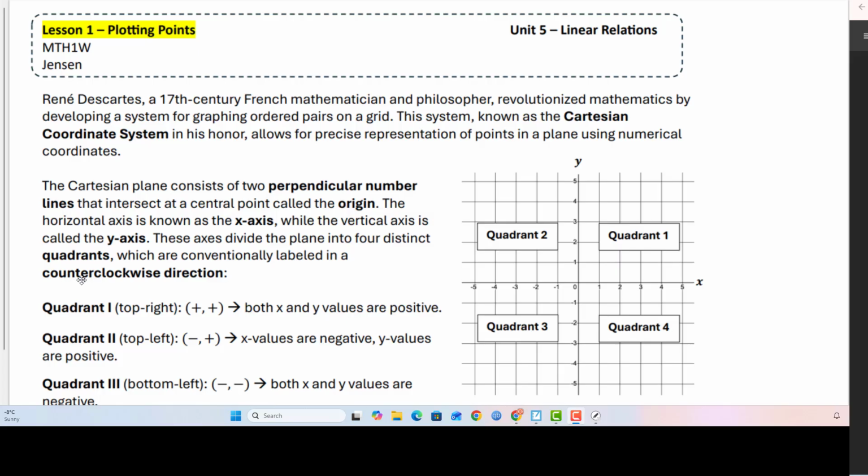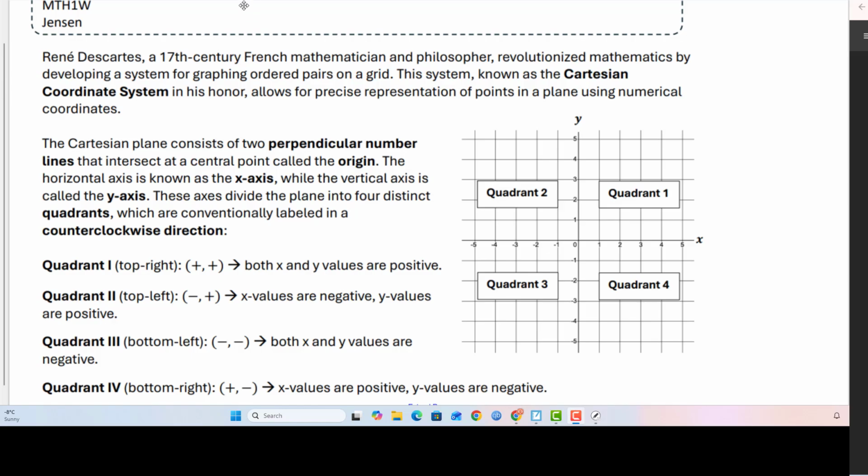These axes divide the plane into four distinct quadrants, which are conventionally labeled in a counterclockwise direction. So here we have our x-axis, that's the horizontal line, and our y-axis, which is the vertical line, is this one here. And when we draw these two axes, we have four quadrants. Quadrant 1 being this one right here, and quadrant 2, quadrant 3, quadrant 4. So it's counterclockwise.